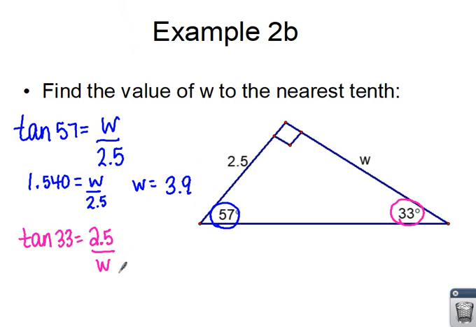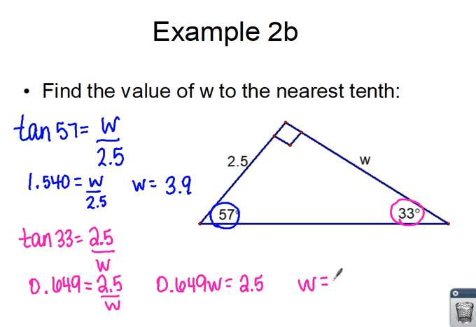Okay, so let's say you use the 33. You hit tangent 33, get 0.649, and then you multiply both sides by W when you cross multiply. And then you divide both sides by 0.649, and you get 3.9.